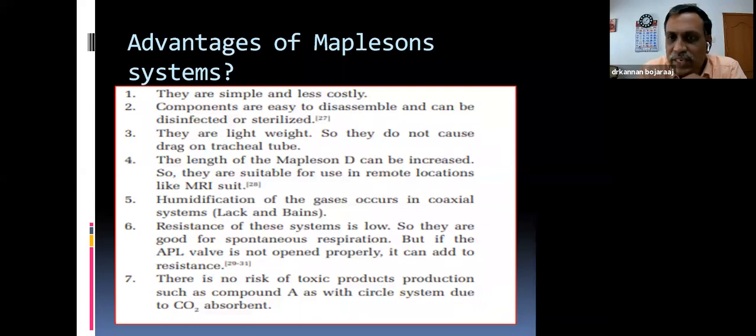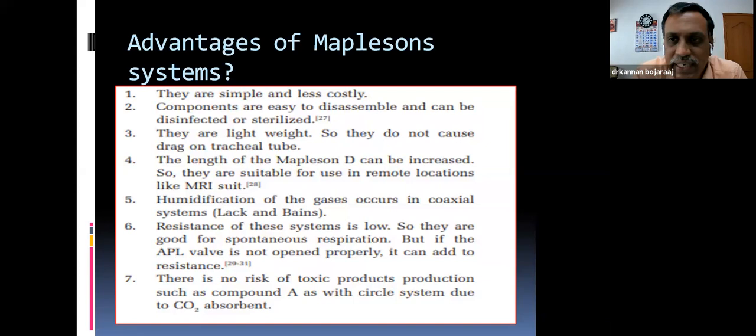Humidification of the gas is possible with the coaxial systems, and the resistance of the system is very low, so they are good for spontaneous respiration. But if the APL valve is not open properly, it adds to the resistance. The only resistance caused by this system is the APL valve. If it is towards the patient, it is a problem. But if the APL valve is towards the machine, it is not much of a problem in venting the gases. And there is no possibility of toxic gas production.